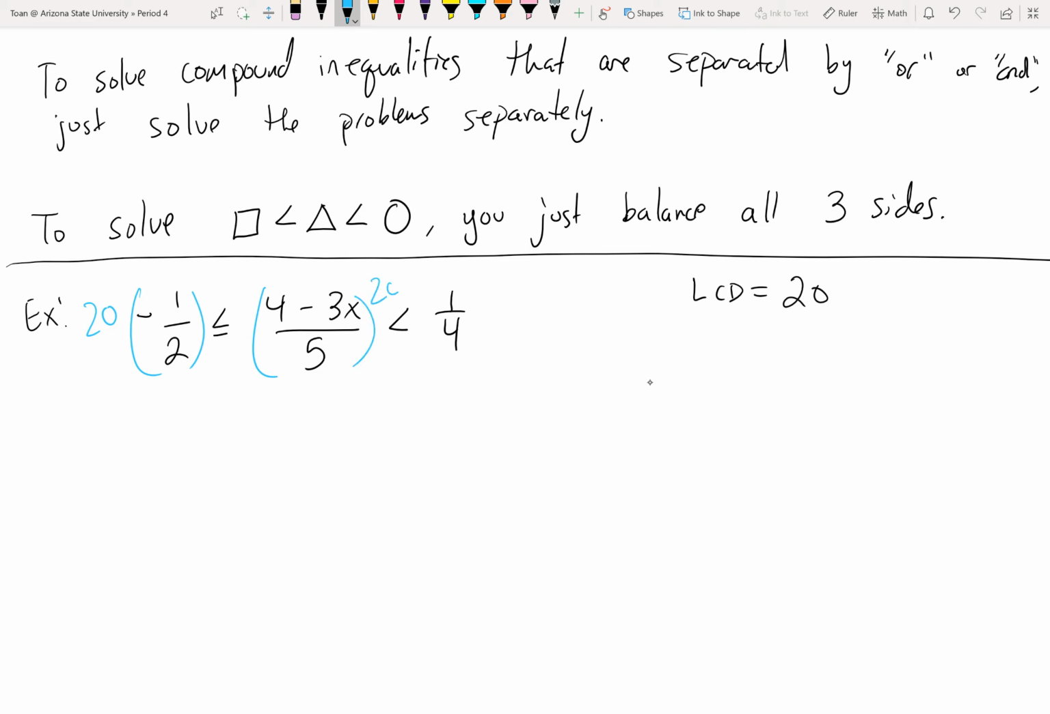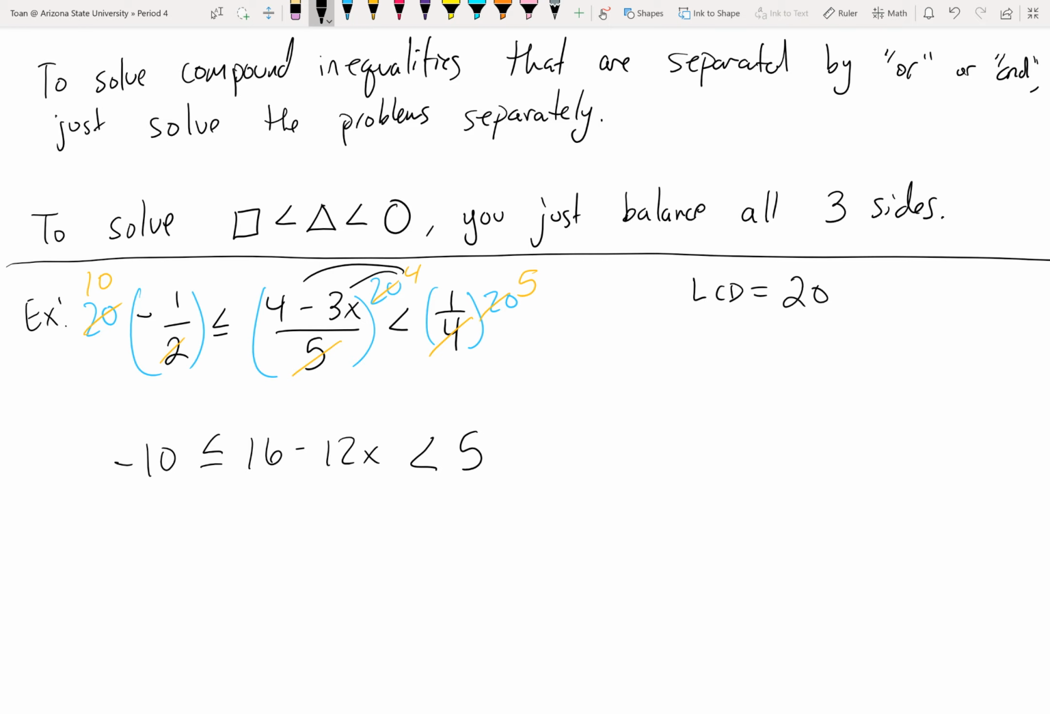If you love fractions or you want to live life on the edge, just go ahead and don't clear the fraction. Just work the problem as is. So on the left here, it cancels out to a 10. In the middle, it cancels out to a 4. On the right, it cancels out to a 5. That is what we're multiplying. Negative 10 times negative 1 is a negative 10. Distribute the 4 in. That's 16 minus 12x. And then 1 times 5 is 5.